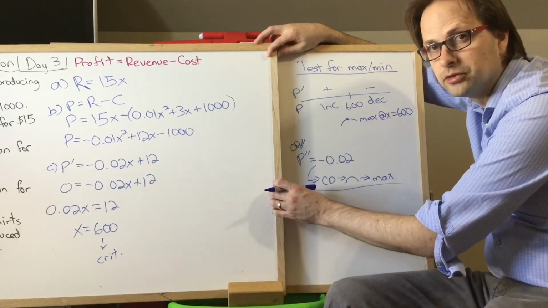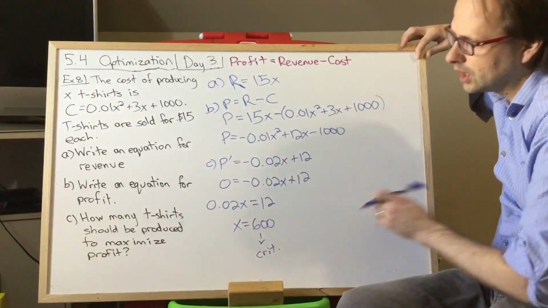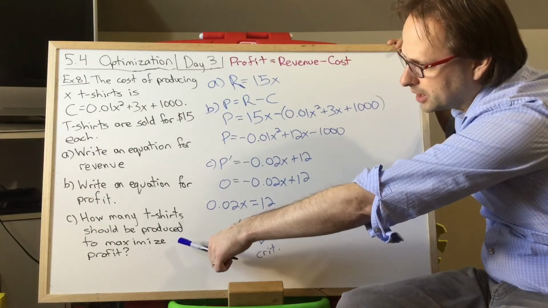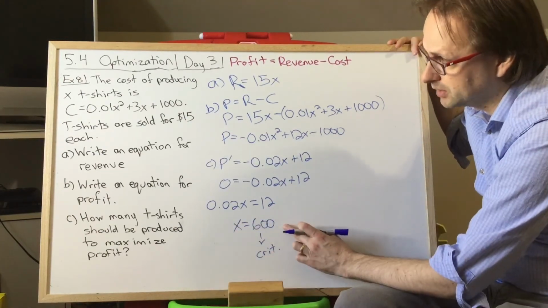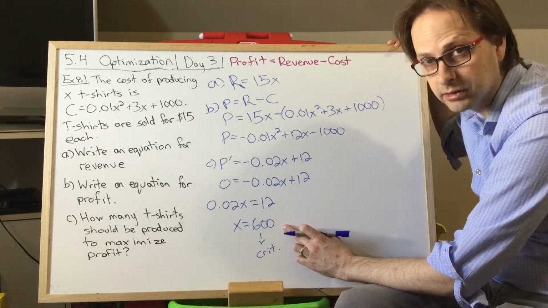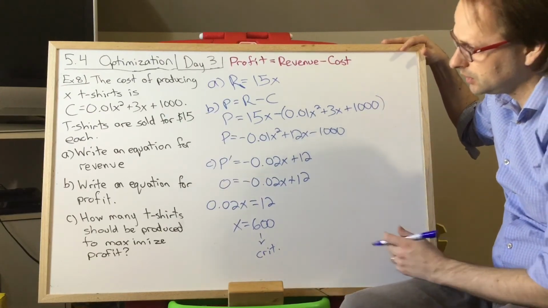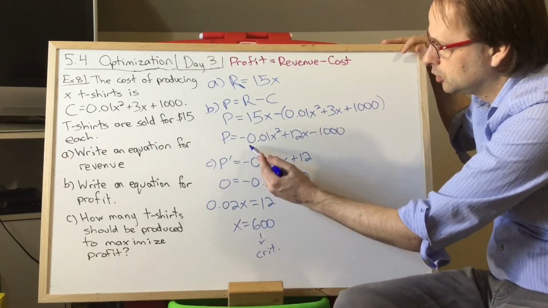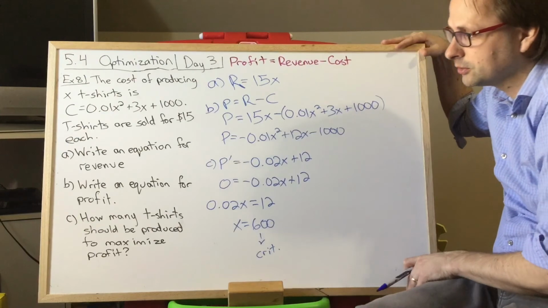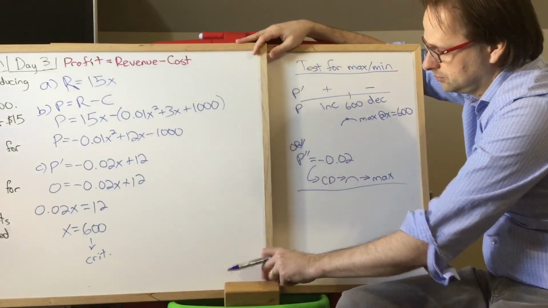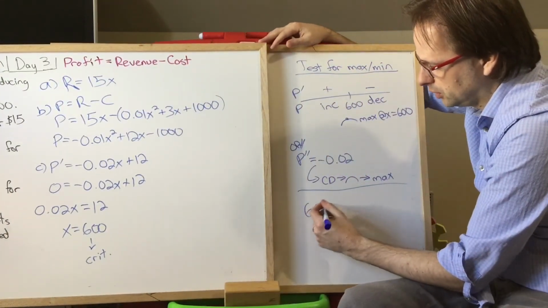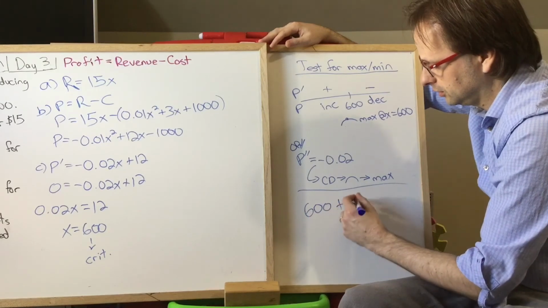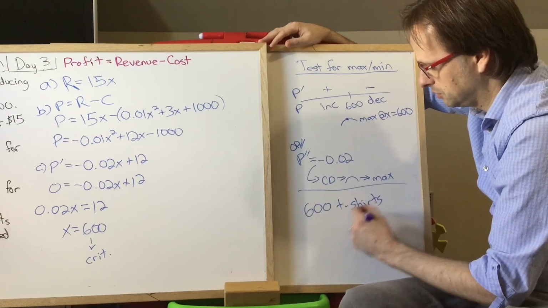Let's make sure that we answer the question. How many t-shirts should be produced to maximize profit? X means the number of t-shirts. We've actually answered the question here. If we wanted the profit itself, we'd plug it into one of these P equations. But our answer is 600 t-shirts should be produced.